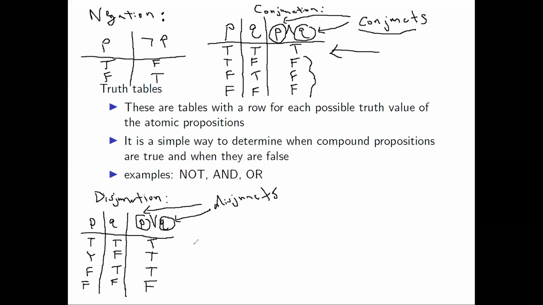So for the disjunction to be true, you only need at least one of the disjuncts to be true. But if you don't have either of the disjuncts true, then the disjunction is false. And so notice what's interesting here is that only a single line evaluated to false for the disjunction. You only get a false when both of those disjuncts are false. On the other hand, the other three lines were all true.